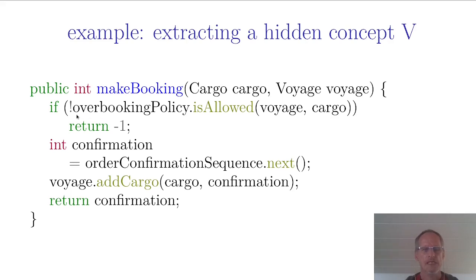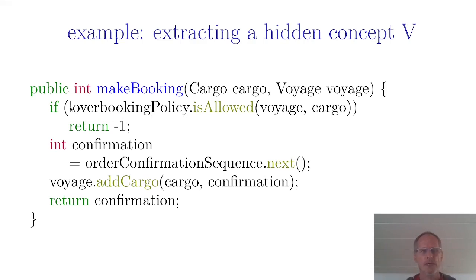What we assume here is that there is a variable overbooking policy which we possibly set when we create a voyage object, or if this is a booking service, then when we create the booking service, we may supply the overbooking policy to be used, which is then set to this local variable overbooking policy. Whichever way we do this is not really that important.